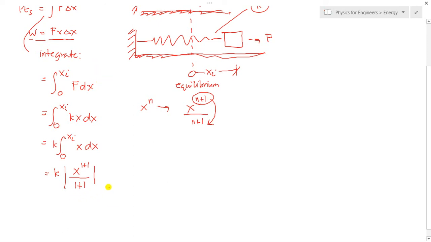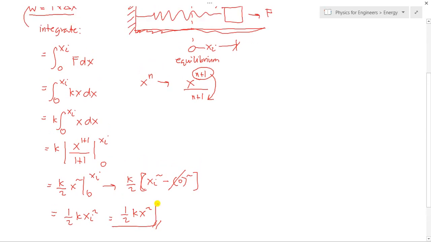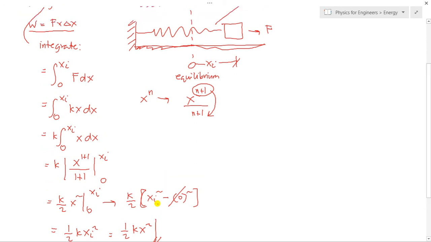So this one from 0 to xi. Then here we now have k over 2, and we have x squared from 0 to xi. Now simplifying this, it would look like k over 2, that is x of i squared minus 0 squared. So 0 naman na siya. So the final answer is 1/2 k x of i squared, or the displacement, or simply the general formula is 1/2 k x squared. So mao ni ang spring potential energy, 1/2 k x squared.